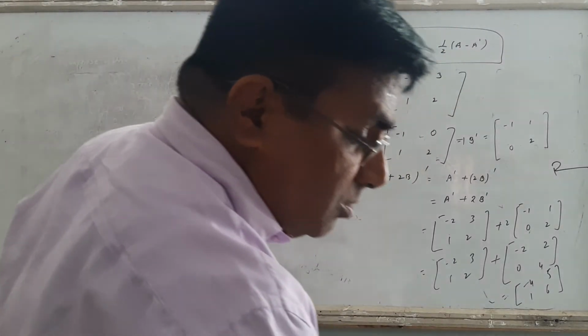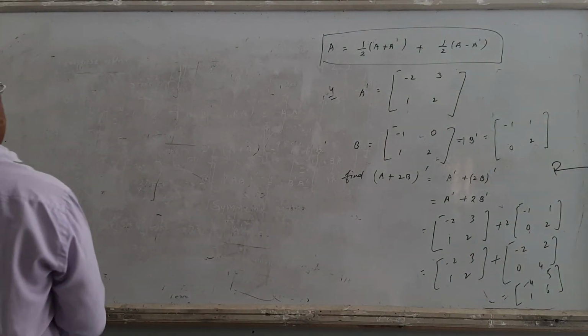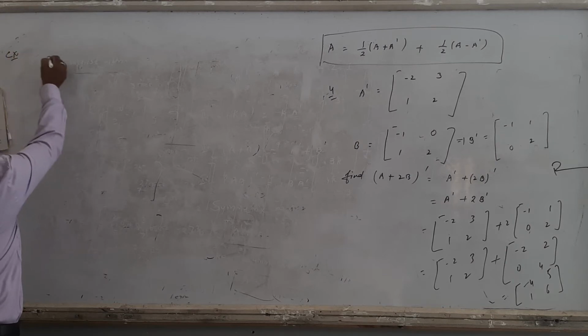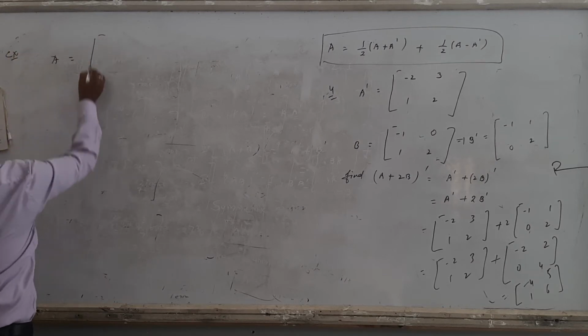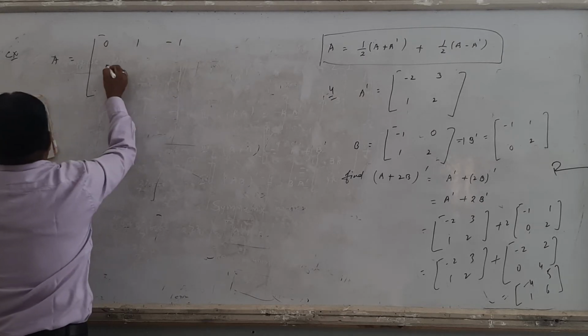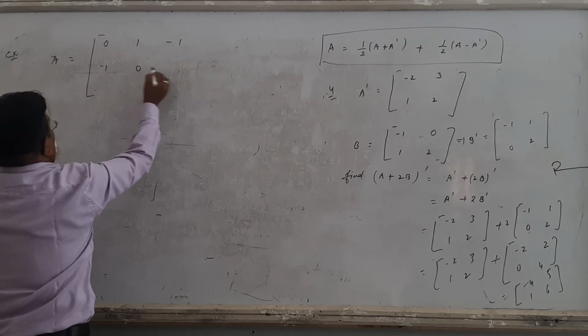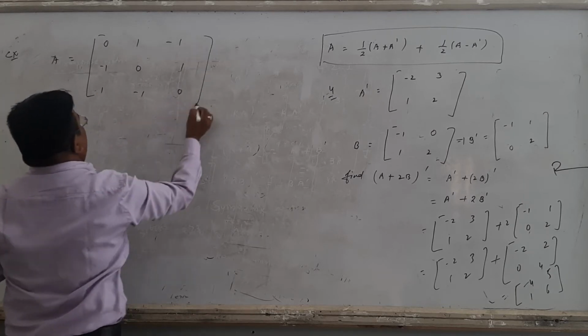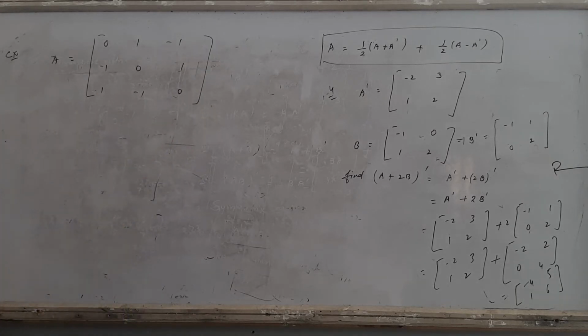And what is the skew symmetric matrix? Then A dash is equal to minus A. So for example, for a skew symmetric matrix, a matrix is given: 0, 1, minus 1, minus 1, 0, 1, 1, minus 1, 0. This is a 3 into 3 order matrix. And now show that this matrix is skew symmetric.